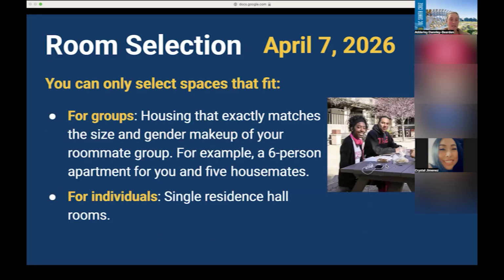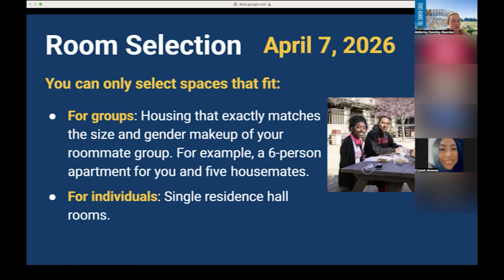So you're only going to be able to select space that fits your exact housing group. For instance, if you have a group of 4 people, you're not going to see any apartment spaces that are larger and have more spaces than 4 people when you log in for room selection. You're only going to see what your group is able to completely fill, whether that's a res hall triple in the residence halls, or a 5-person apartment if you have 5 people in your group.